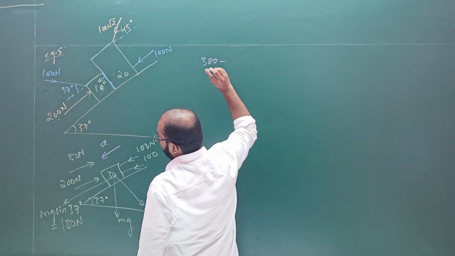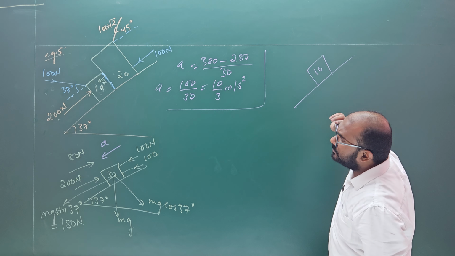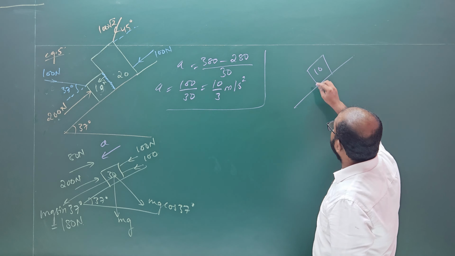Now let us move to the normal value. To calculate the normal, we need to write the FBD on any one body. Either you can write on 20 or on 10, your wish. So let's say this 10 kg, and how many forces are acting on this 10 kg? mg is acting in this direction. So this is mg cos 37, this is mg sin 37. Any other forces? Yes, two more forces: 200 is acting in this direction, and in that direction one more 80 is acting.